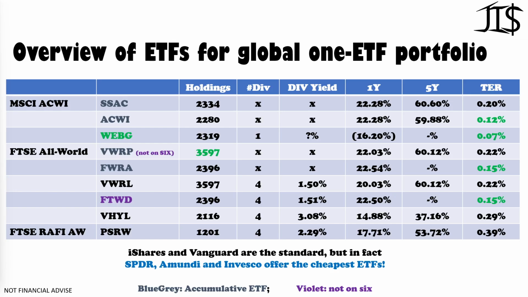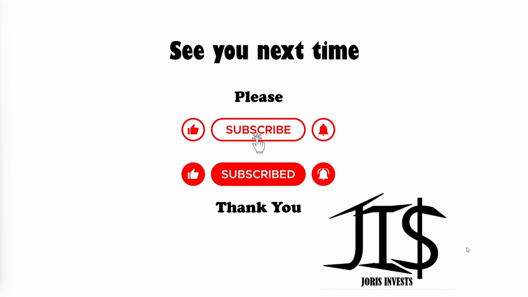With Amundi, you have to be careful, and Invesco as well, because you have a lot of swap-based ETFs hanging around. So only go for the sampling ETFs or the fully replicated types, so that you are on the safer side, that you truly invest in what you think you are investing. And the FTSE RAFI All World, the PSRW, it's also an interesting one, but it has also the highest total expense ratio.